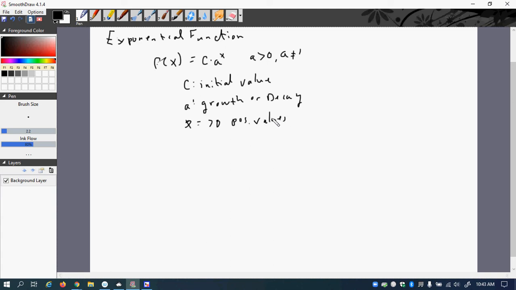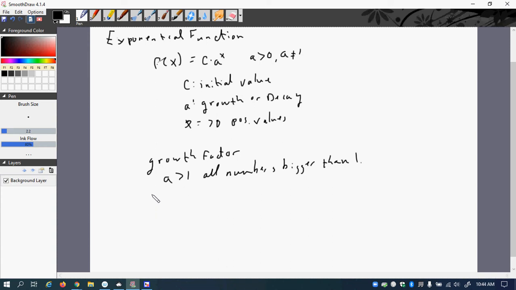So let's talk about growth factor. Growth factor would be the a that we're talking about. And growth factors are numbers that are greater than 1. So all numbers that are bigger than 1, because that will give it a growth factor.